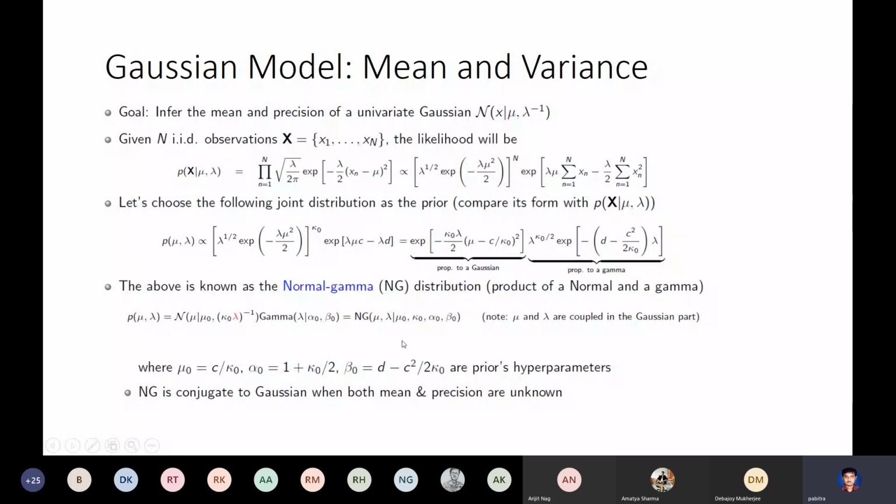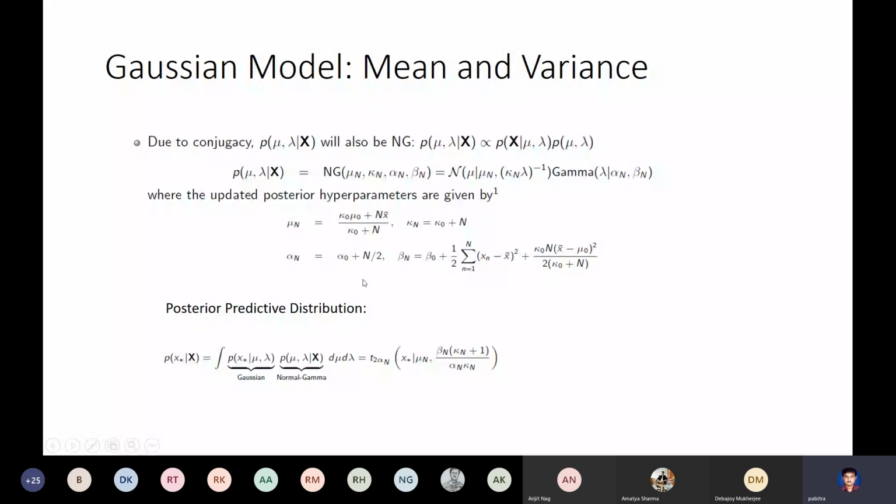And if you work out the posterior, this is from the posterior text. Note here, the posterior is now over mu and lambda, where lambda is 1 by sigma, given x, which is a normal gamma again of this form. So the Gaussian and normal gamma are again conjugates. So this is the final form.